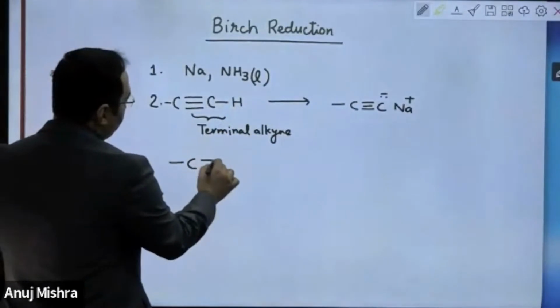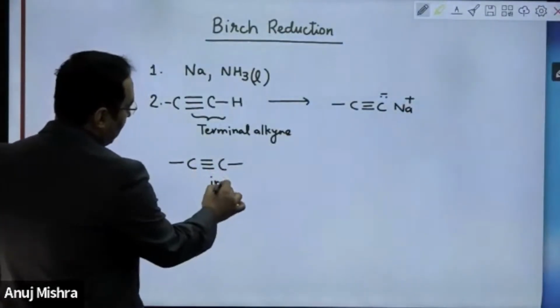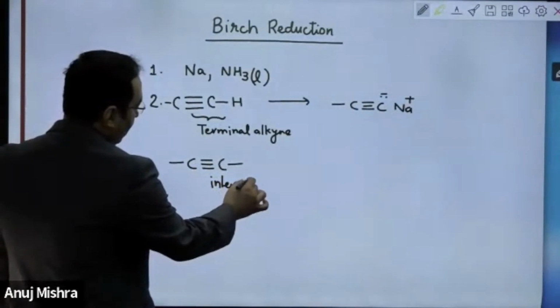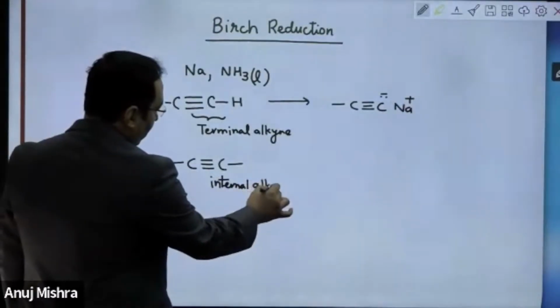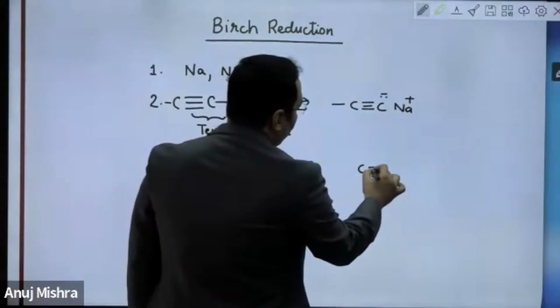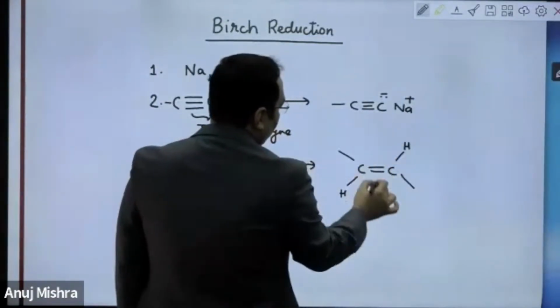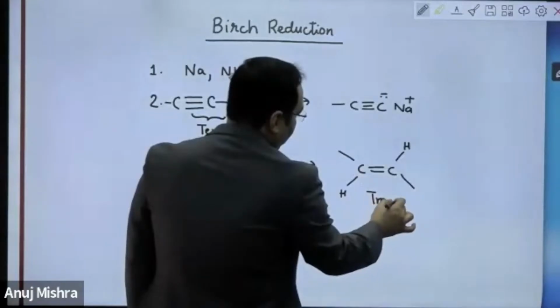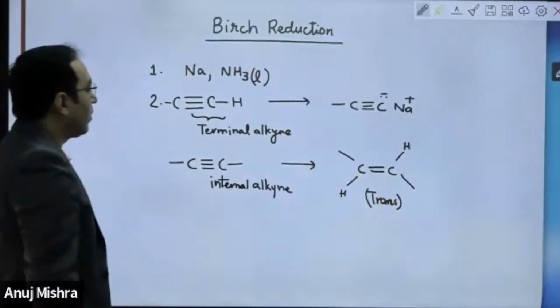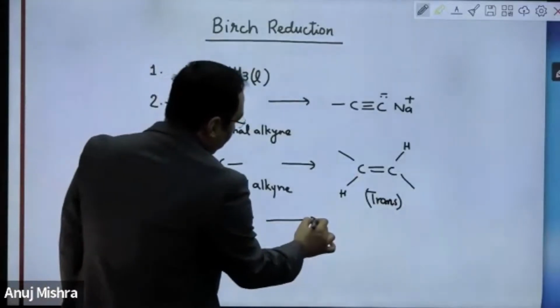If a normal triple bond is there, if it is an internal alkyne, it will give you a double bond. And that too of trans type. If there is a double bond, it will give nothing.